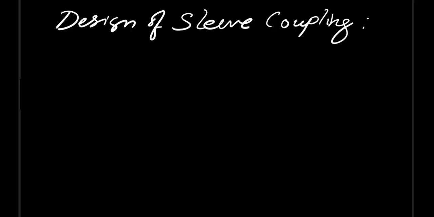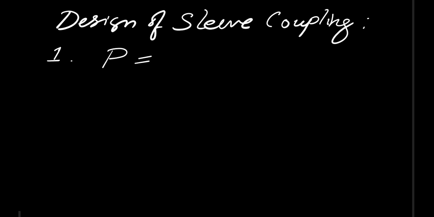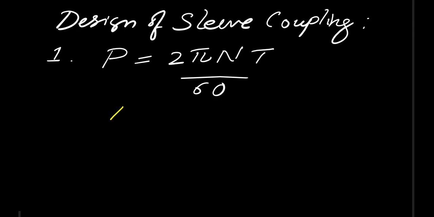Okay, so basically the first step is to calculate the torque or the power transmitted by the shaft. The first formula, you should remember, is P equals 2 pi n T divided by 60. Here you have to calculate the torque, that is T.